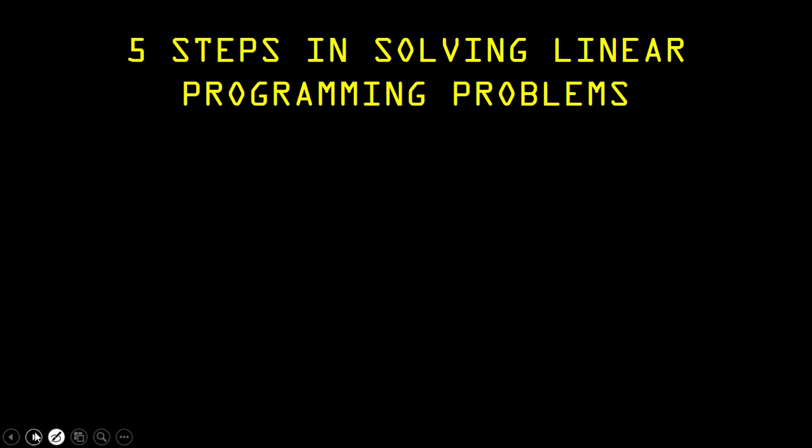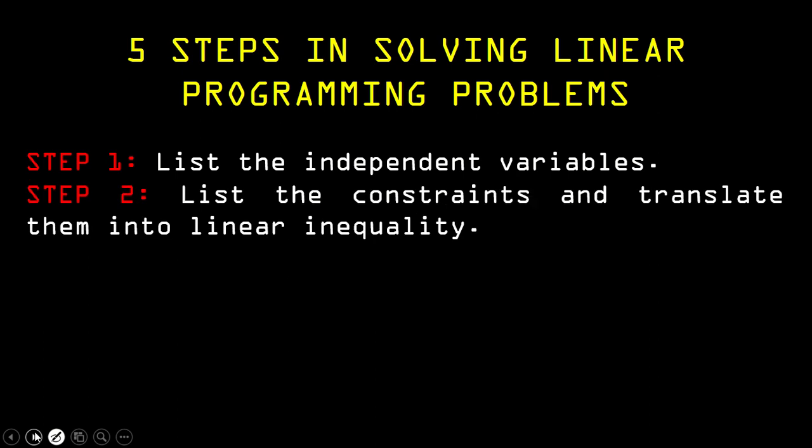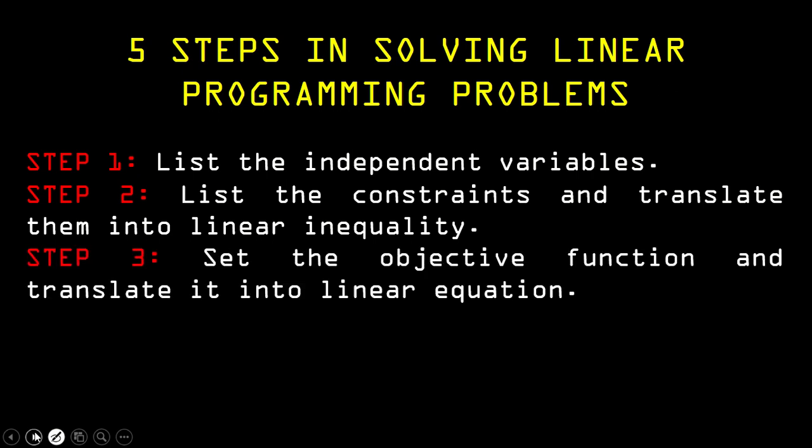We have here 5 steps in solving linear programming. The first step is to list the independent variables. In step 1, always remember that we need to identify the independent variables that are involved in our problem. Step 2, list the constraints and translate them into linear inequalities. Take note, constraints are represented by linear inequalities, and those will be graphed later on in step number 4.